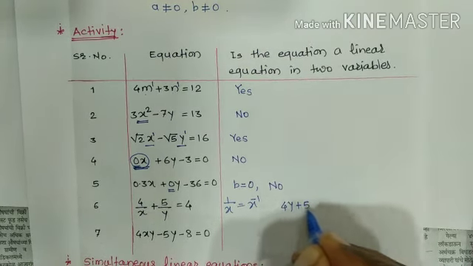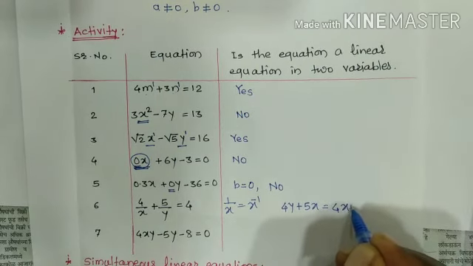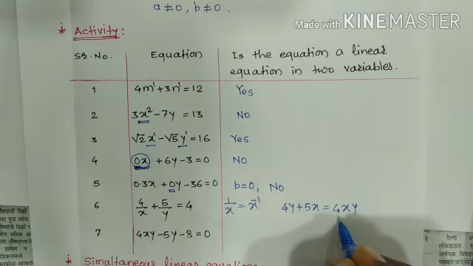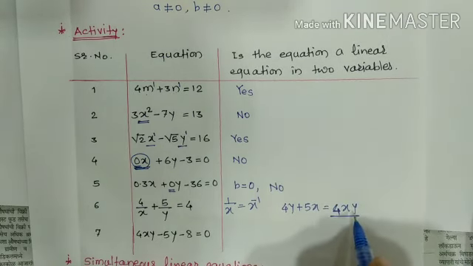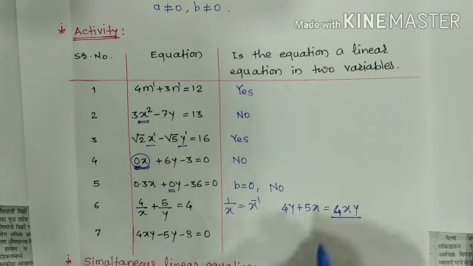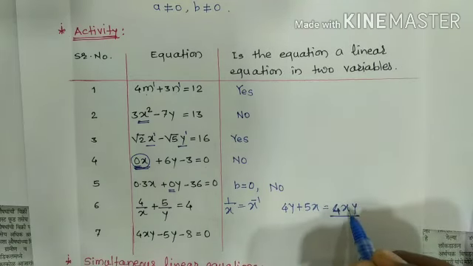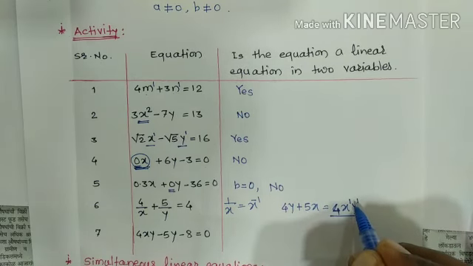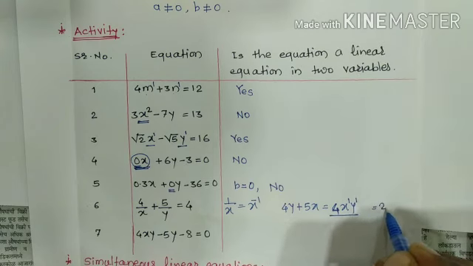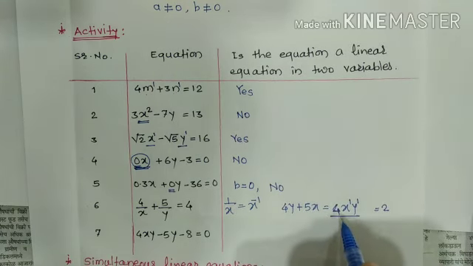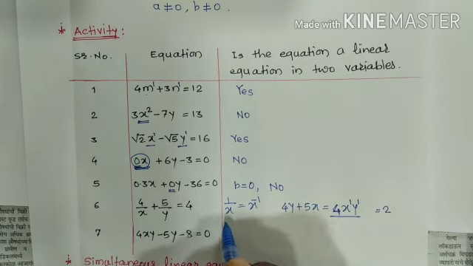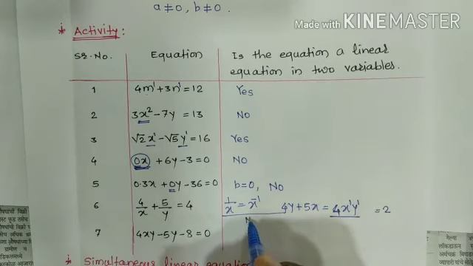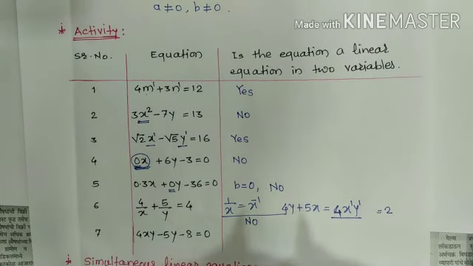4y plus 5x equals 4xy. In this term, there are two variables in a single term, and that's why the degree of this term is the sum of the indices of the variables x and y, that is 1 plus 1 equals 2. It means that the degree of this term is 2. That's why this is not a linear equation in two variables. So we write here, this is not a linear equation in two variables.